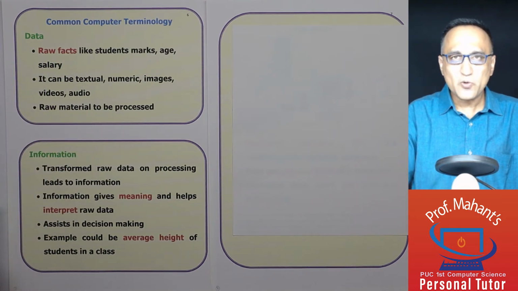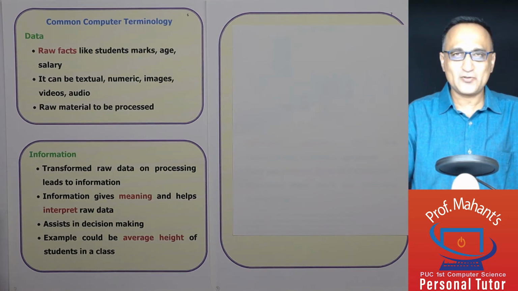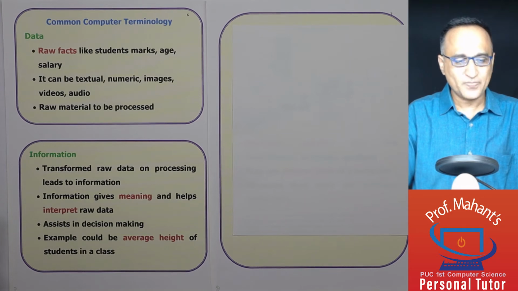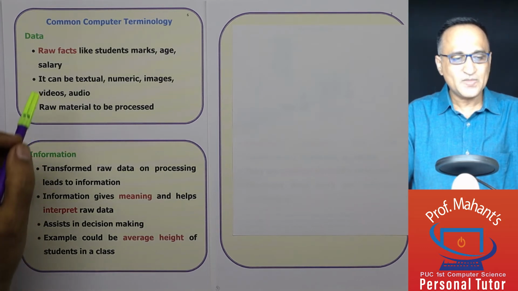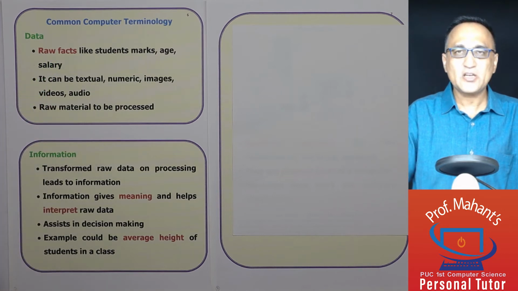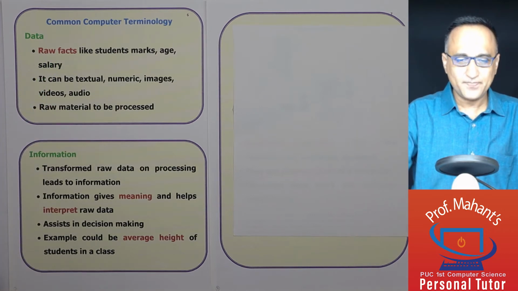Then I can write a small program which gives me the average height for each class. For example, average height of students of first standard, average height of students of second standard, average height of students of third standard, and so on. So using this average height, I can do certain decision making or analysis. So the average height constitutes information, the raw heights constitutes the data.